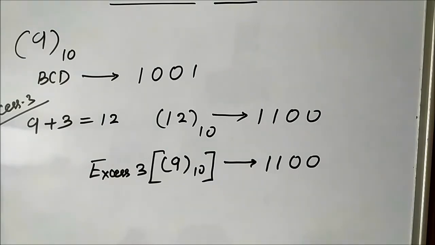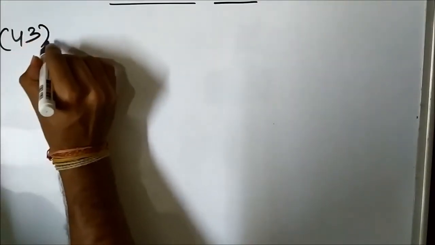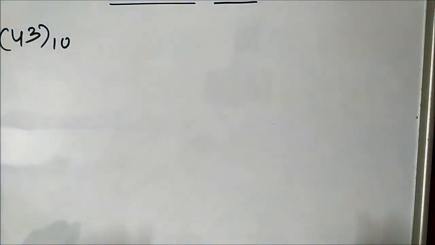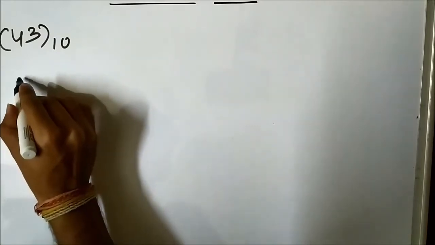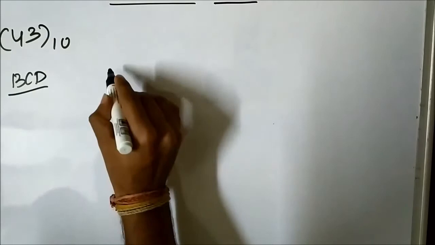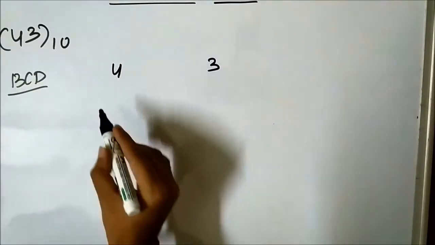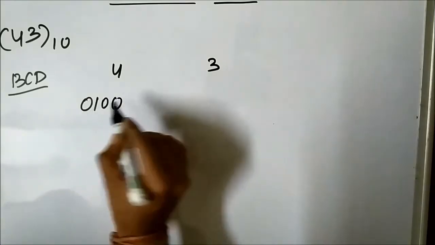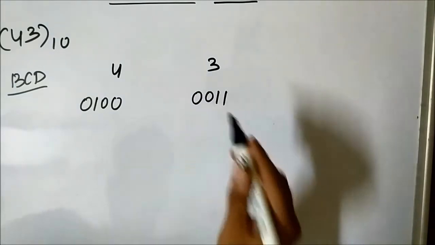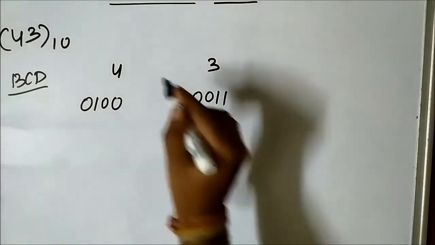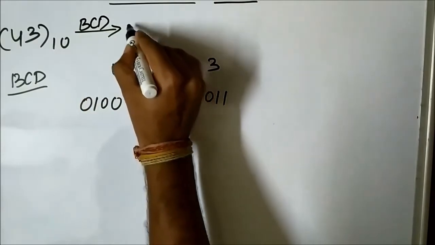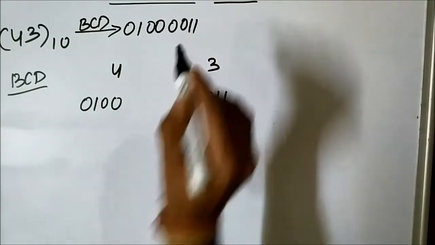Okay, let us say we take a decimal number 43. So, what do you think the result will be? In BCD, we represent it as 4 and 3. We write the two digits separately and then we write the 4-bit binary codes for it, that is 0100 and 0011. This is how we do it in BCD form. So the BCD representation is 0100 0011.